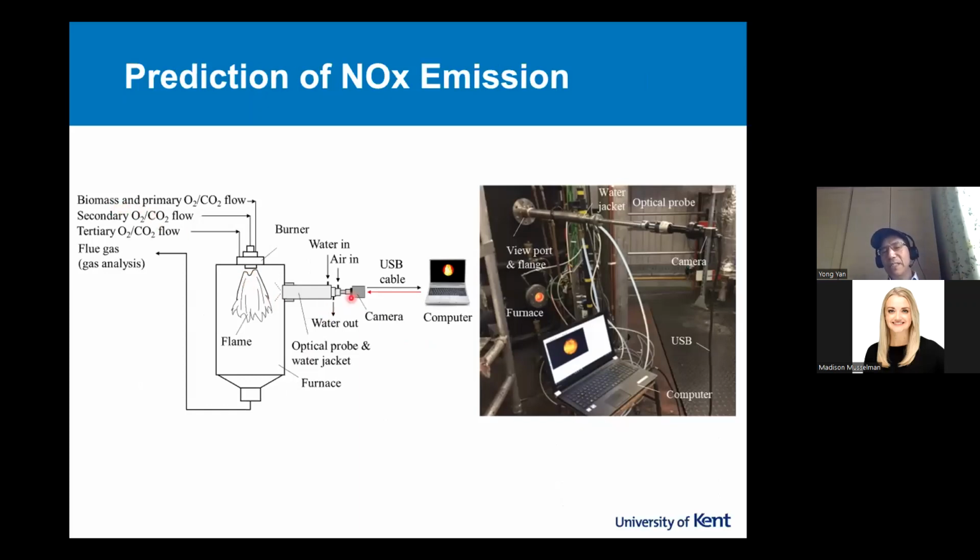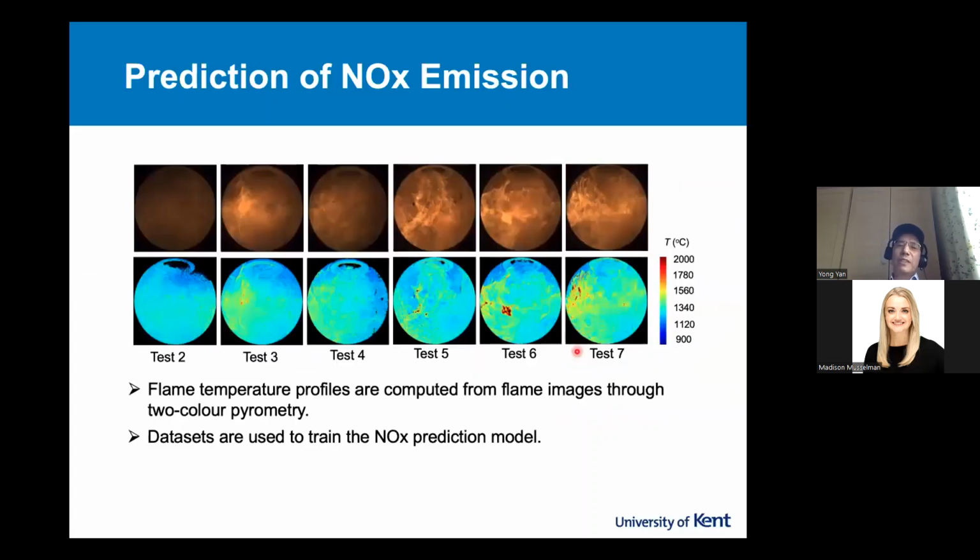So you have an imaging system. What you get is the imaging here. This imaging can be used to derive a lot of information for our monitoring purposes. For example, from the images on the top, we can measure temperature profiles. The temperature profiles have a close correlation with NOx emissions. So once we have a temperature distribution, we fit such information into data-driven models. We use the data set we collected to train the model so we can predict NOx.